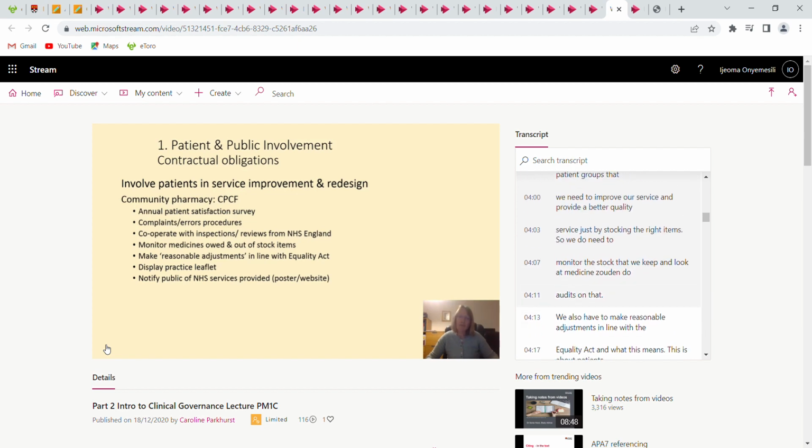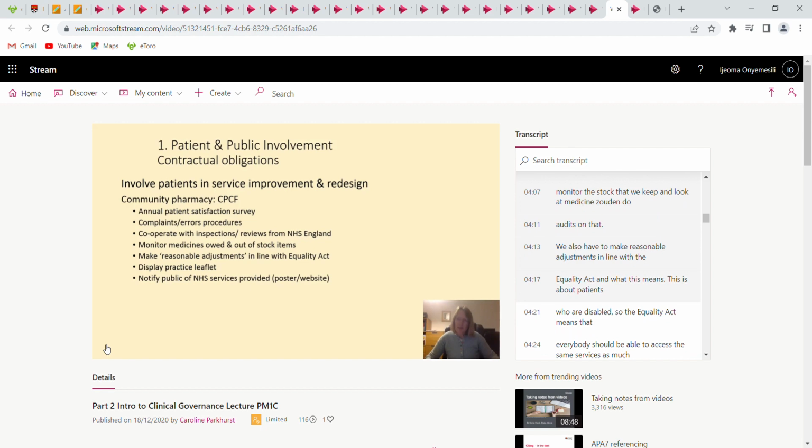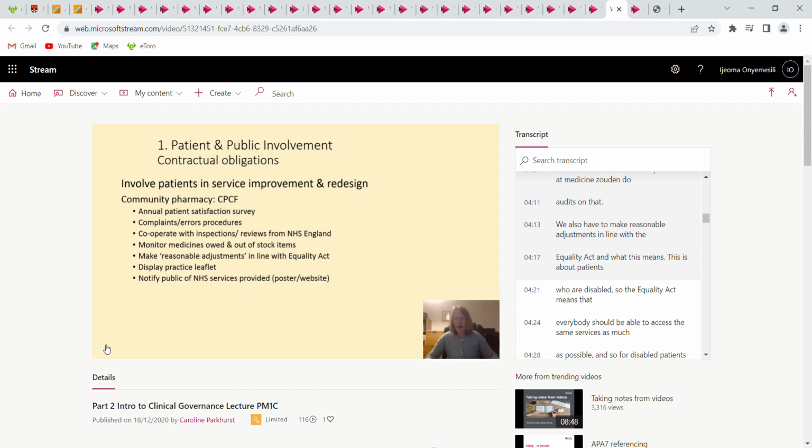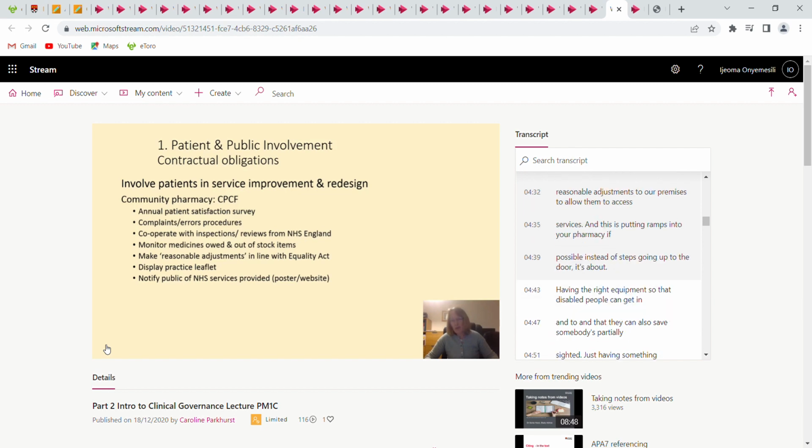We also have to make reasonable adjustments in line with the Equality Act, and what this means, this is about patients who are disabled. So the Equality Act means that everybody should be able to access the same services as much as possible. And so for disabled patients, we have to make reasonable adjustments to our premises to allow them to access services. And this is putting ramps into your pharmacy if possible, instead of steps going up to the door.